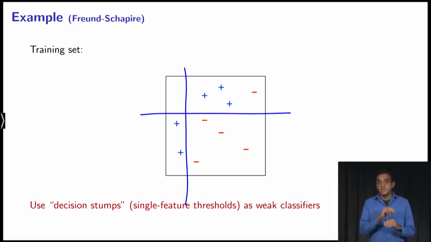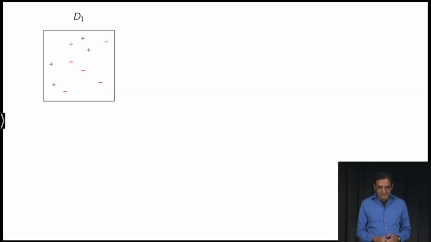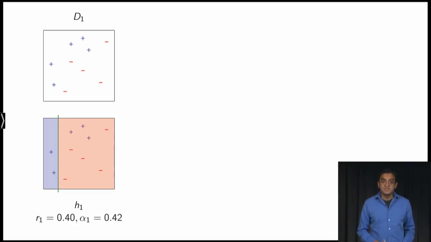In other words, each weak classifier first chooses a feature, either x1 or x2, and then chooses a threshold along that feature. These are sometimes called decision stumps because they are just like decision trees with just one node. So the weak classifiers are going to be decision stumps. Let's see what boosting does. Initially, we give all 10 points exactly the same weight, and we feed this to the weak learner. And it gives us back some weak classifier, say something like this.